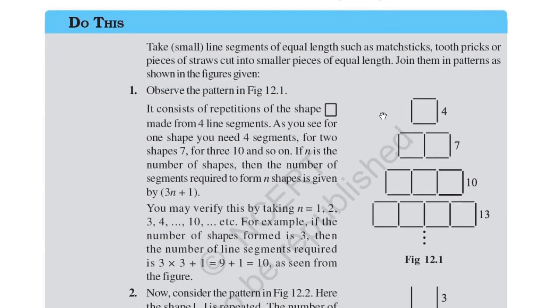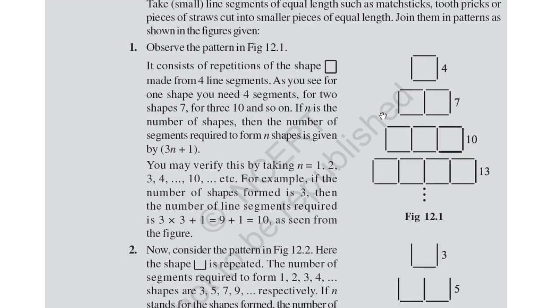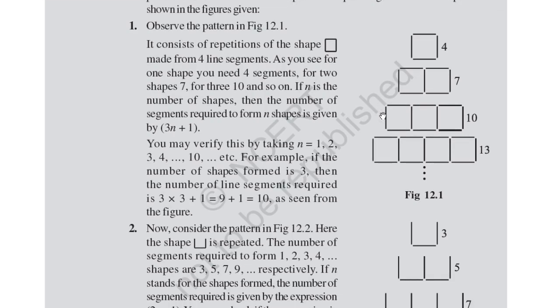Take small line segments of equal length, such as a matchstick, toothpick, or pieces of straw cut into smaller pieces of equal length, and join them in a pattern as shown in the given figure. So you can observe figure 12.1. It consists of repetition of the shape square made of 4 line segments. As you can see, for one shape you need 4 segments, for 2 shapes you need 7, and for 3 you need 10, and so on.